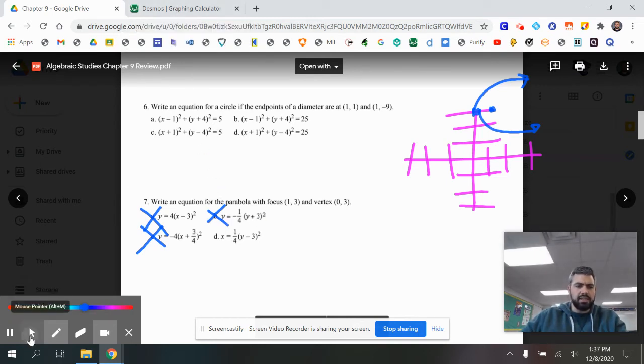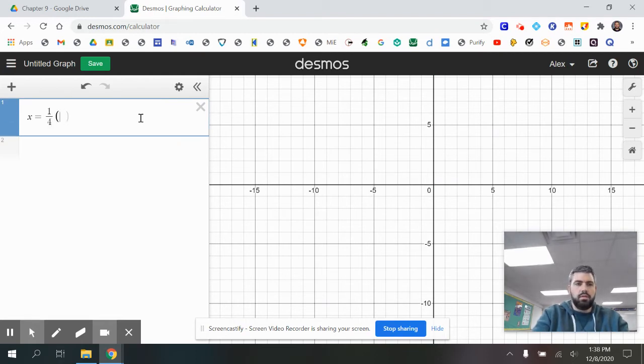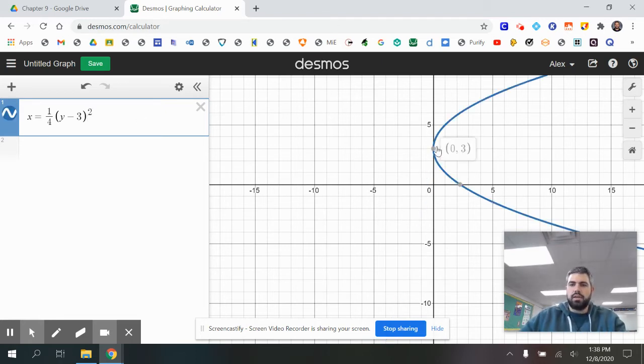And so let's verify and look at it just to make sure. So we'll look at Desmos and we'll say, okay, x equals 1/4 times y minus 3 quantity squared. And we'll see I do have a vertex at 0, 3, and my focus, they don't graph that, but we can know that it could be right here, right in there, and then everything is equidistant from that point. Okay?